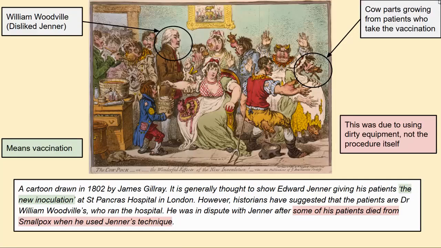So looking at this, what can we see? With the picture itself, we have got here the person administering the vaccinations. We believe is Dr. William Woodville, someone who dislikes Jenner. We can see we've got cow parts growing from patients who took the vaccination. And if we look at the provenance, we've got this phrase, the new inoculation. Well, that means vaccination. And a bit of historical knowledge, we've got that some of the patients died from smallpox. That was due to dirty equipment, not the procedure itself. Of course, Woodville wouldn't have known about that due to a lack of germ knowledge at the time.